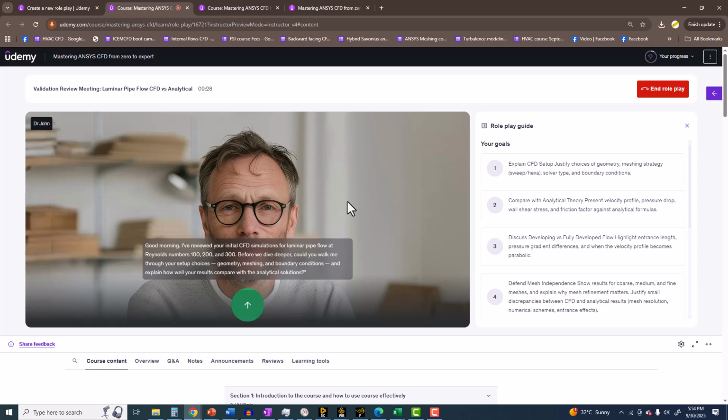The geometry I made has a diameter of 1 meter and the length is equal to 40 meters. Why? Because the entrance region length, from the formula, is about 5 to 10 meters. So the remaining portion is where the flow is fully developed. The boundary conditions are velocity inlet and pressure outlet, and on the wall a no-slip condition. And our results compared very well with the analytical solution.